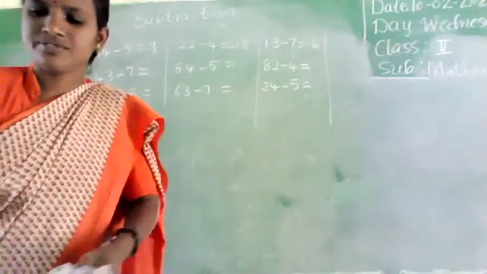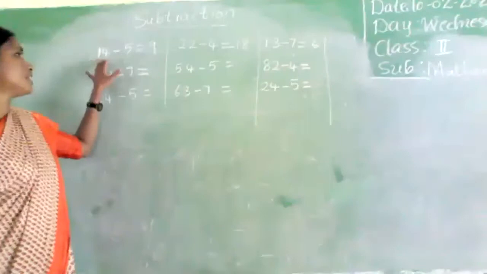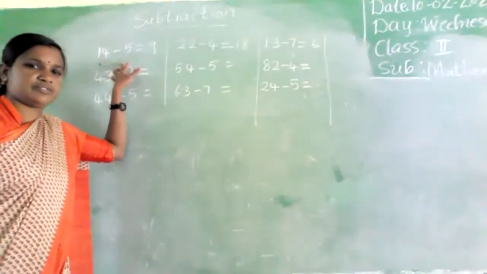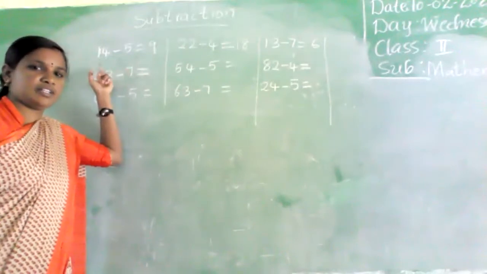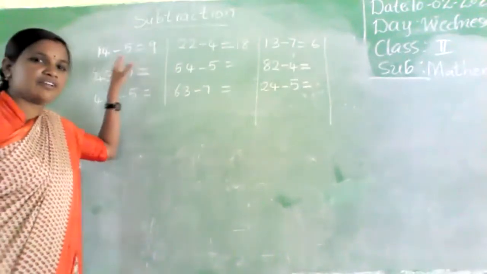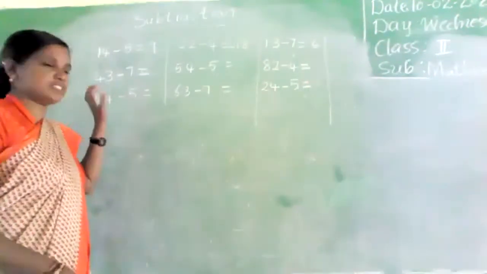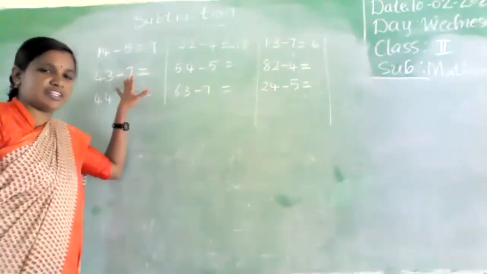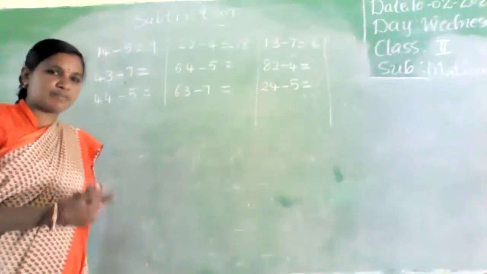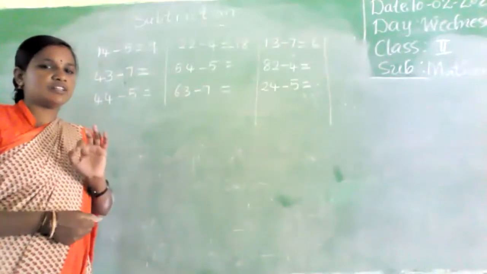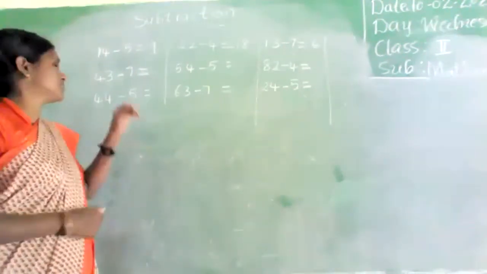Okay, see children. In subtraction we remove 5 from 14. We subtract 5 from 14. How can we say like that? Addition means simply you add one by one, and subtraction is also like that only. You count the before numbers.